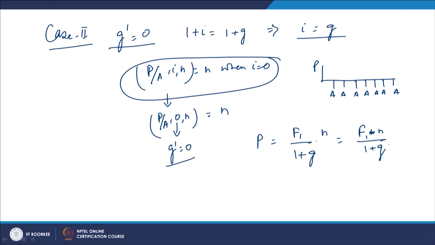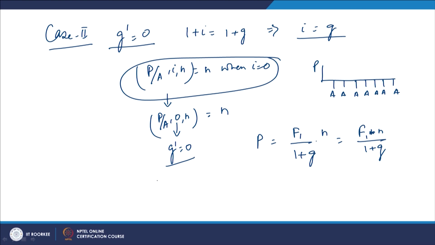So, when g prime is 0, that will be the case. I and g both are equal; the rate of interest as well as the rate at which it grows are equal, and in those cases you can have such situations.